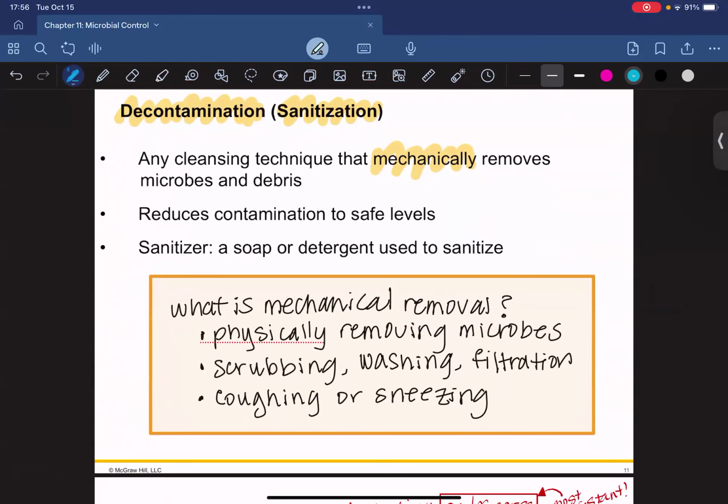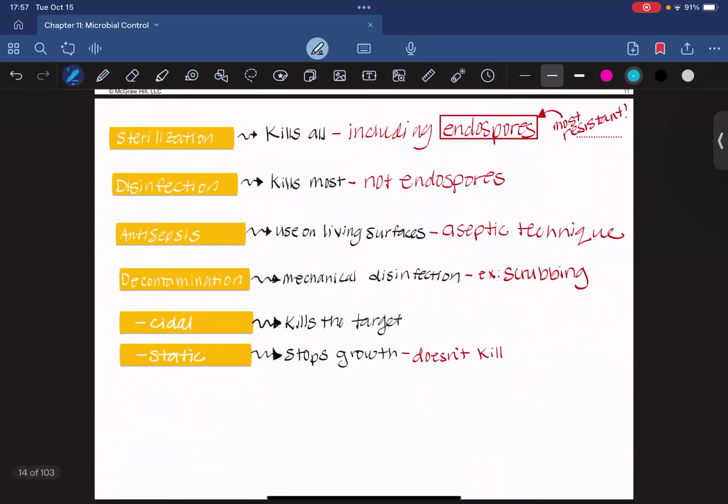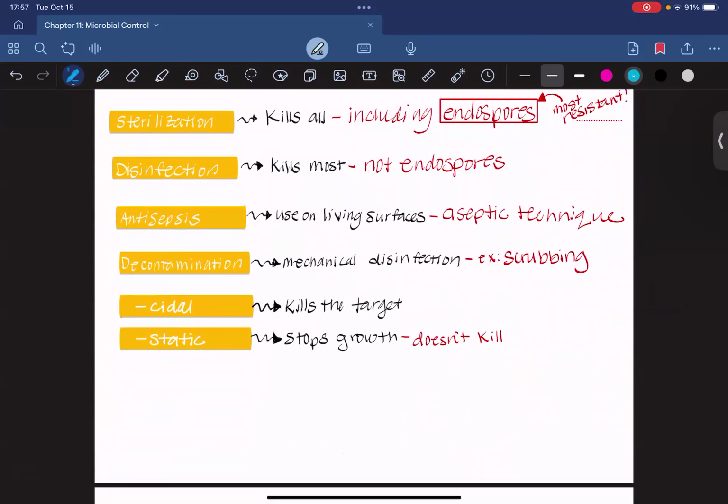Okay, here's our decontamination, our mechanical removal. This is going to be physically removing, usually by scrubbing, washing, filtration, but it also includes coughing and sneezing. That's your body trying to physically remove contaminants from you. So that makes sense when you think about it that way. Hey, that's your body decontaminating itself. So now I can add that stuff into there. Decontamination, an example that we might know is scrubbing, like we would have in surgery. And then cytal will kill, and static doesn't kill, just inhibits.